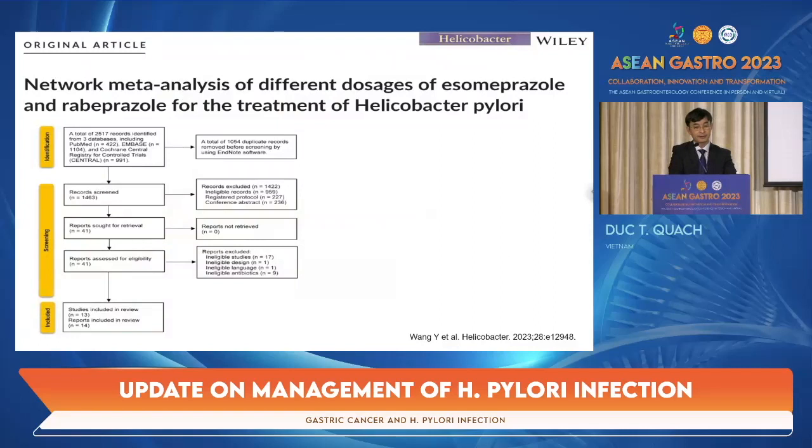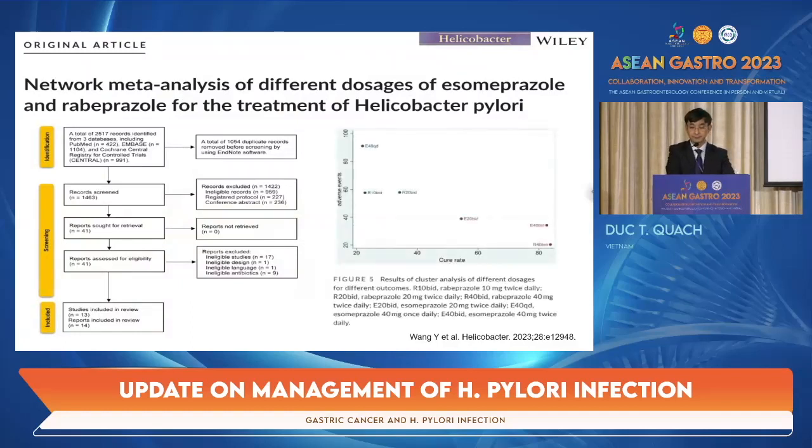And in a recent network meta-analysis published in Helicobacter this year, this also focused on the different doses of esomeprazole and rabeprazole in the treatment of Helicobacter pylori. In this slide, the highest effectiveness we can see is with esomeprazole 40 milligram BID or rabeprazole 40 milligram BID, but consider the adverse effects. There may be a small benefit from esomeprazole 40 milligram BID.